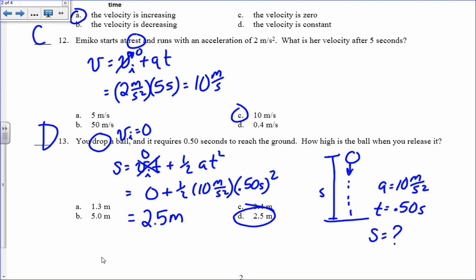Oh, I'm sorry. I made a mistake here on number 13 too. I forgot the 1/2. So let me fix this. It shouldn't be 2.5. It should be 1.3. Just a calculation error. Sorry, I was doing it in my head. So 1.3 meters. So that would make this A. Okay, but everything is correct. It was just that very last number is incorrect.